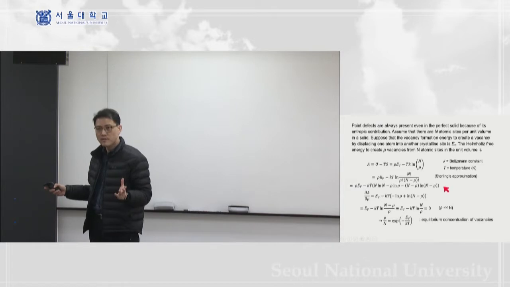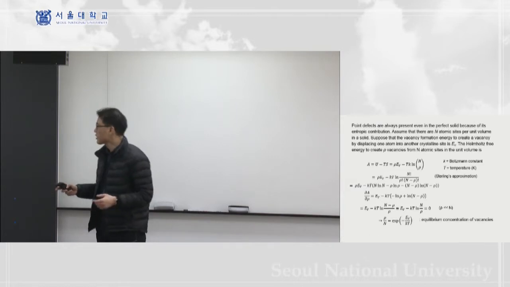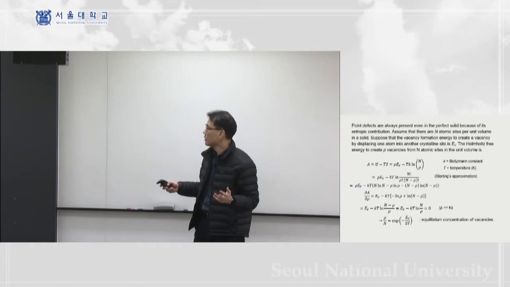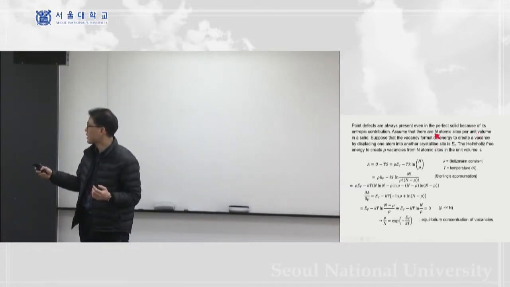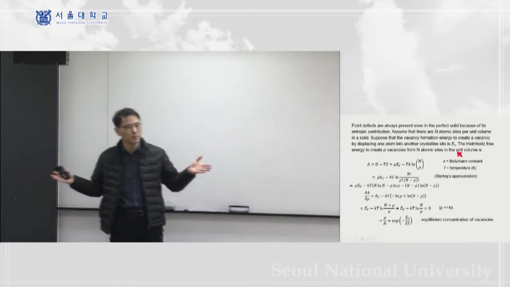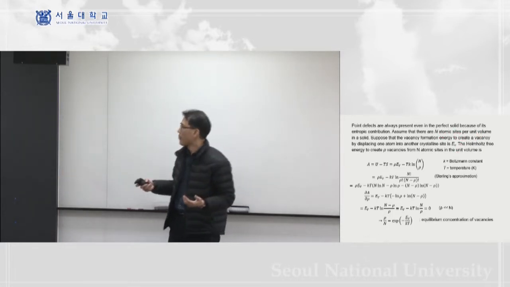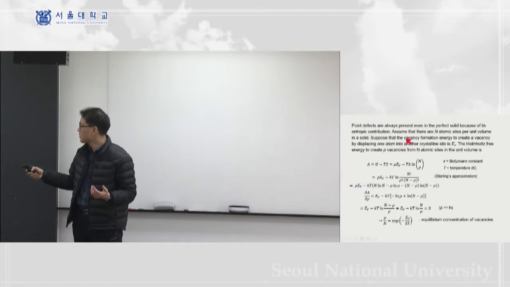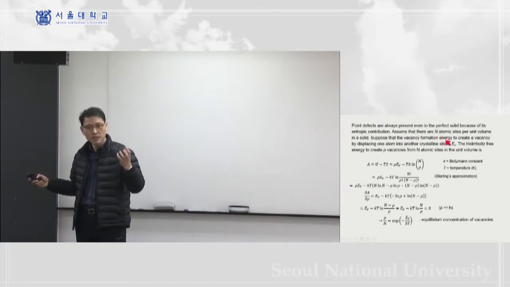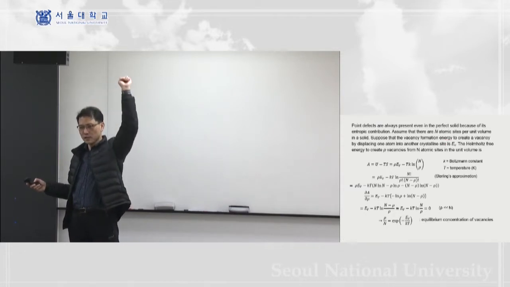All right. Maybe you have seen this kind of derivation in thermodynamics. Suppose that a solid consists of N atomic sites. N should be a macroscopic number like Avogadro's number. And suppose the vacancy formation energy, a quantity we will talk about frequently today. This is the energy you need to create one vacancy by displacing one atom from a perfect site and moving it to another crystalline site.